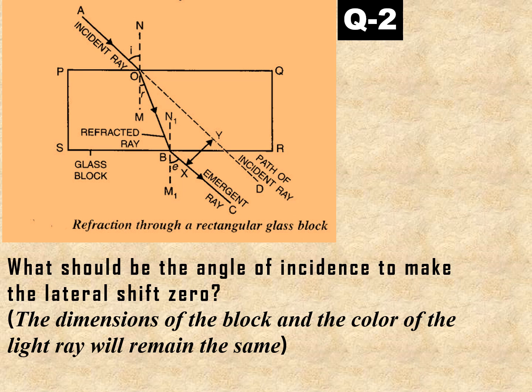Here is question number 2. In the figure, xy is the lateral shift of a light ray after passing through a glass slab. The question is, what should be the angle of incidence to make the lateral shift 0? The dimensions of the block and the color of the light ray will remain the same. So, write the value of angle of incidence so that xy is equal to 0. Just write question number 2 and the value of angle I.